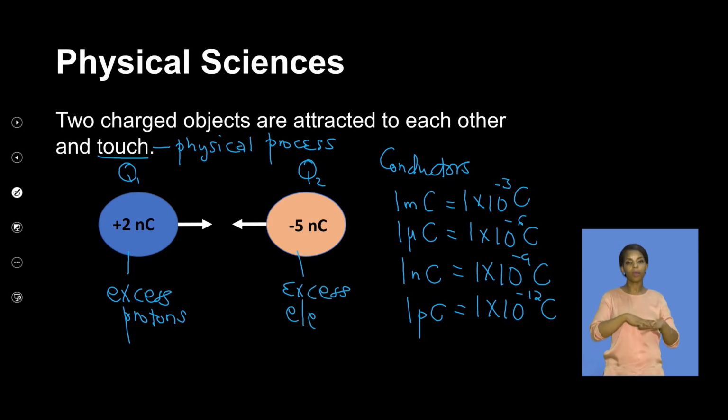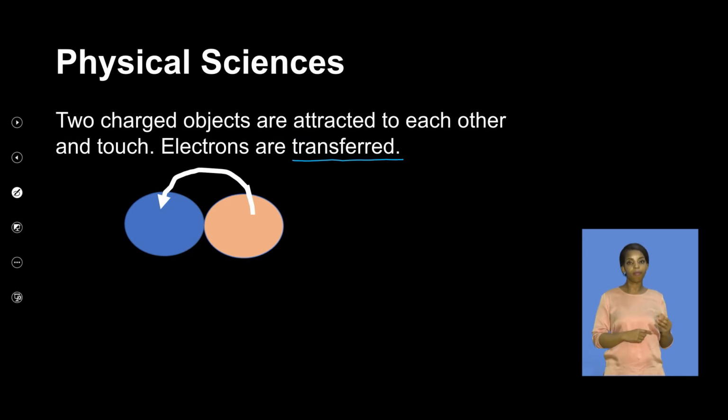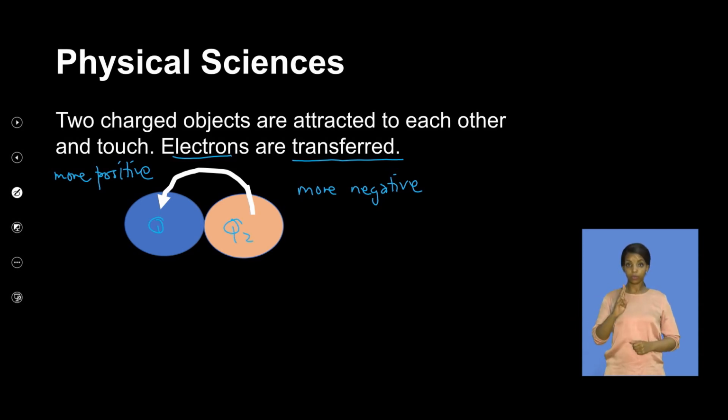So meaning that for Q2, there are more electrons than protons, right? Having said that, Q2 is more negative, while Q1 is more positive. So if the transfer of electrons occurs, it is actually from Q2 to Q1, right? This is what we mean when we say electrons are transferred.